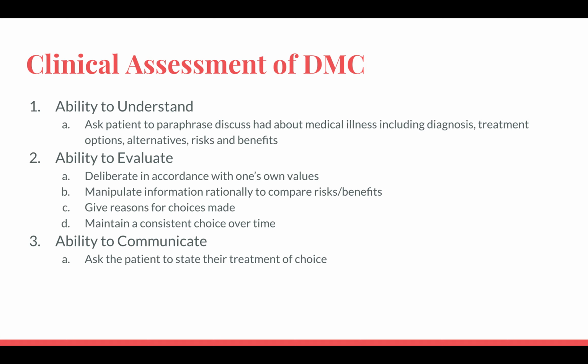One is the ability of the patient to understand. To check this, you ask the patient to paraphrase the discussion had about the medical illness, including diagnosis, treatment options, alternatives, risks, and benefits. So once going through your informed consent process, if you're concerned about a patient and whether or not they have the decision-making capacity, you can ask them to go back through what you just talked about. What are the options? What are the risks and benefits?